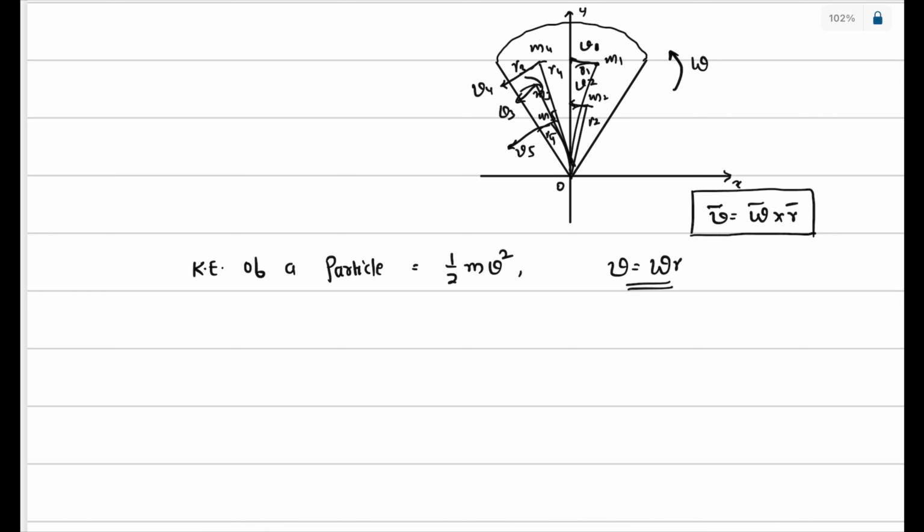Now, the kinetic energy of the rigid body is equal to the sum of the kinetic energies of the individual particles.